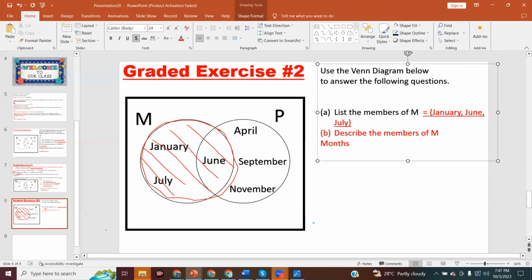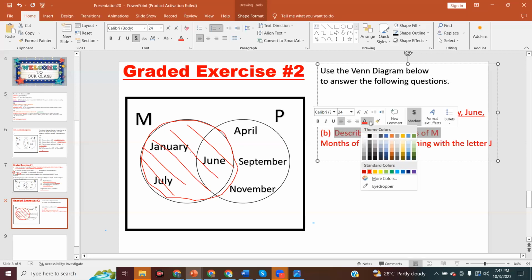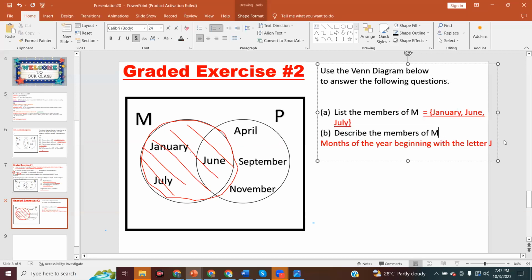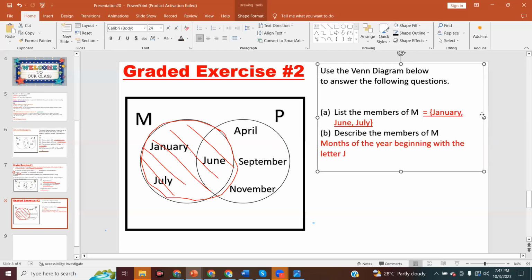Months of the year beginning with the letter J. That's how we describe that set. All right. So when you're describing sets, you're just telling them what's in the set.